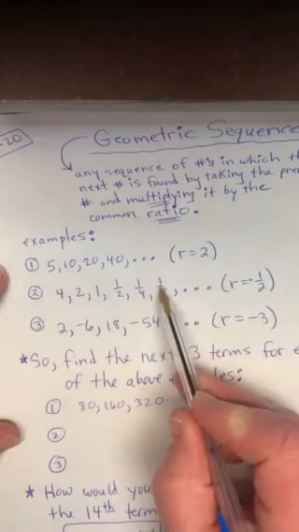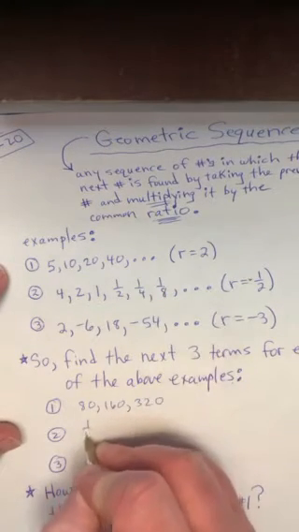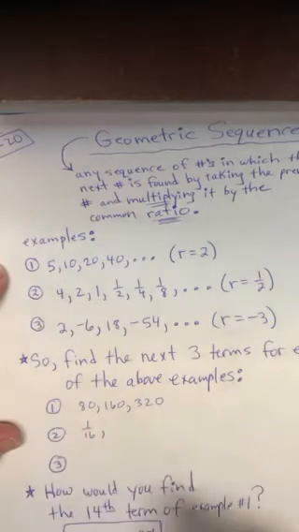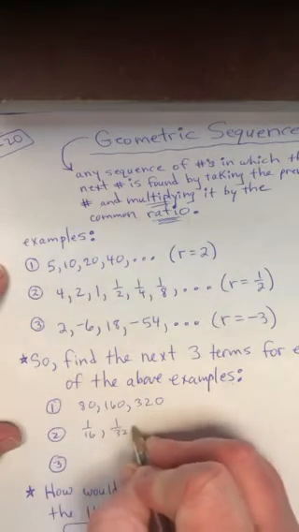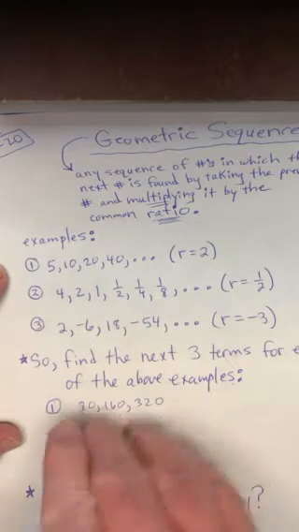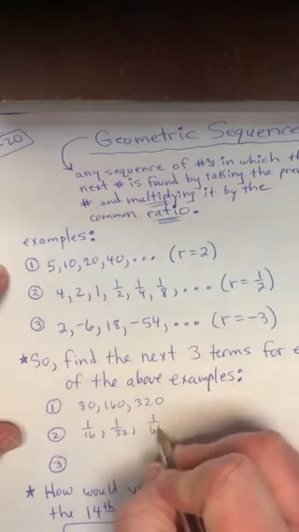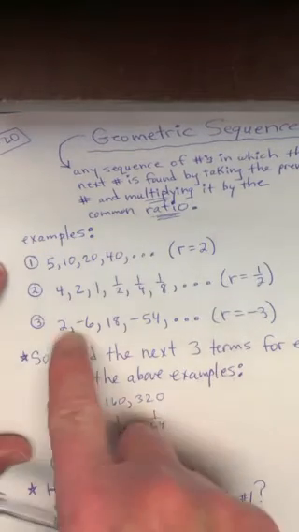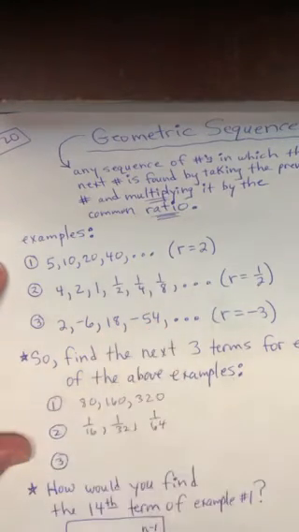So if I multiply by 1/2, that'd be what? 1/16, comma, times that by a ratio of 1/2, and we get 1/32, times that one more time by 1/2, and we get 1/64. And finally, number 3. Oh, it looks like I'm multiplying by -3.